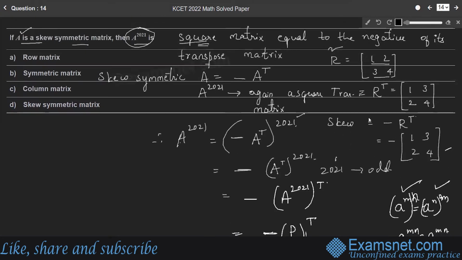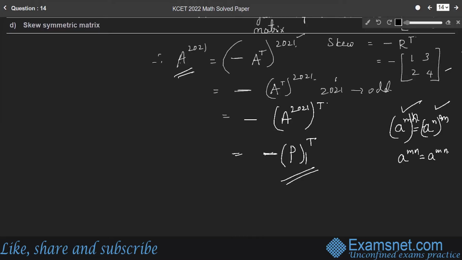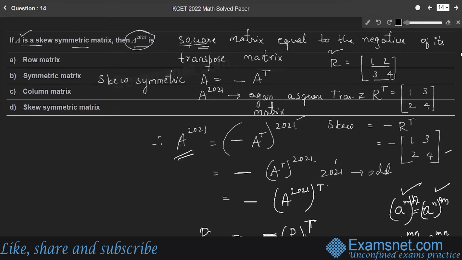It is nothing but again a skew symmetric matrix. So it is equal to the negative of its transpose matrix. Therefore, here again, A raised to 2021 is considered as matrix P. Therefore, P is equal to the negative of its transpose, so a skew symmetric matrix. Therefore, we can conclude that if A is a skew symmetric matrix, then A raised to 2021 is also a skew symmetric matrix. Option D is the right answer.